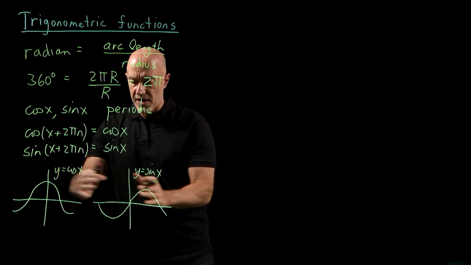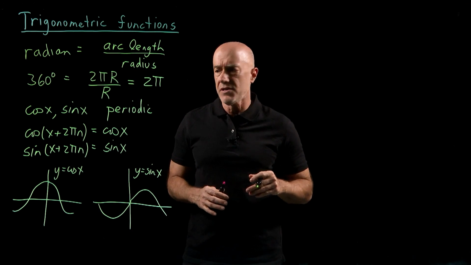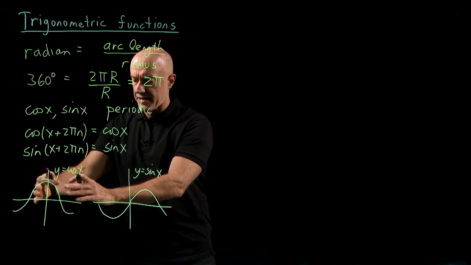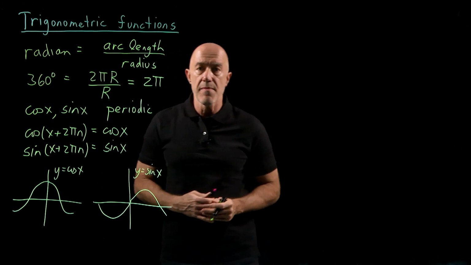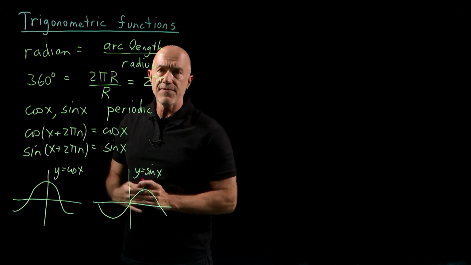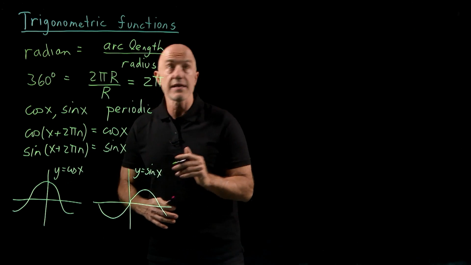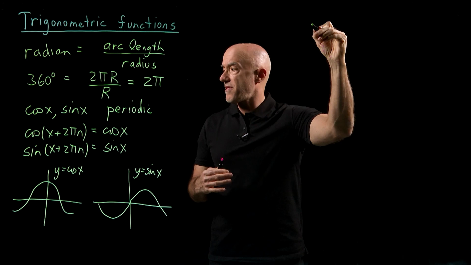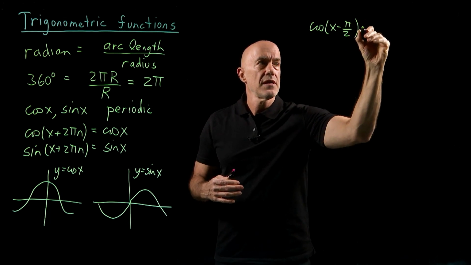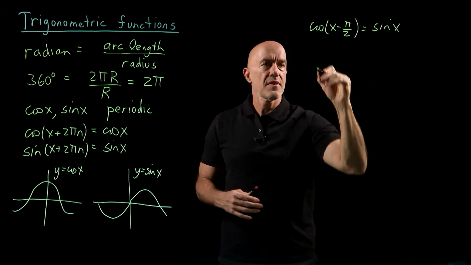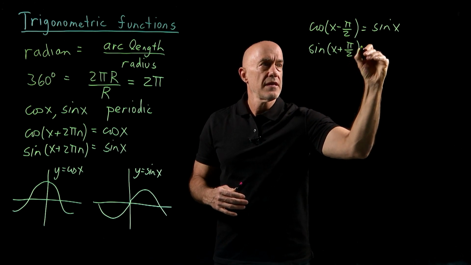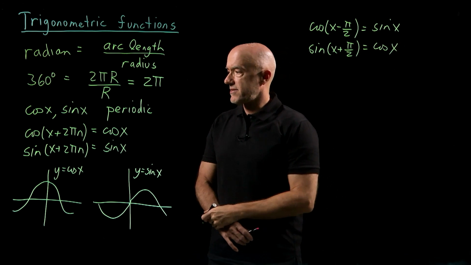If we look at these two functions, they're essentially the same function, but they're shifted to each other. So if we take y equals cosine x and shift it to the right, we can get it to match sine x. And if we take y equals sine x and shift it to the left, we can get it to match cosine x. The way to write that mathematically is cosine of x minus pi over 2 equals sine x, and sine of x plus pi over 2 is equal to cosine x.